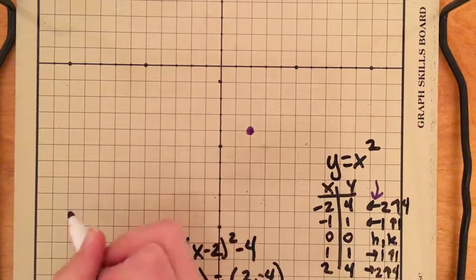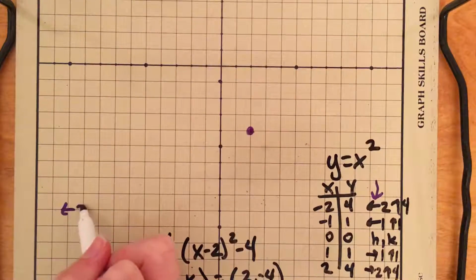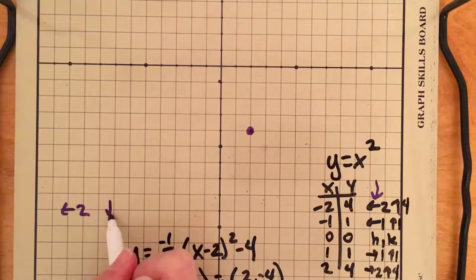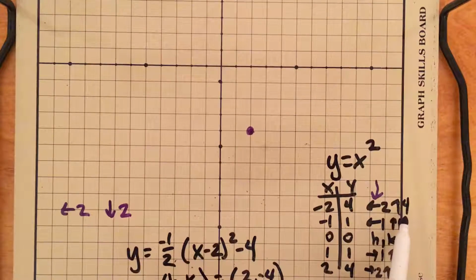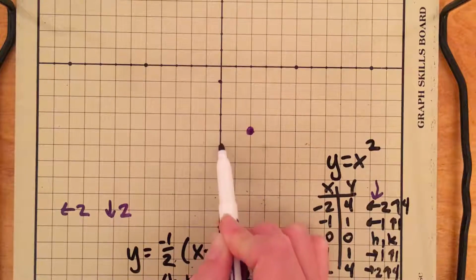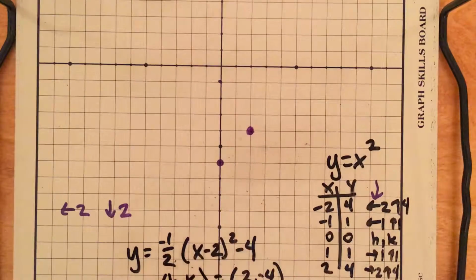So let me maybe rewrite that over here. So I'm going to go left 2, that part stays the same, but now I'm going to go down 2 because I took half of this 4 and I went the opposite direction because it's negative. So from here I'm going to go left 2, down 2, and that's really my point.